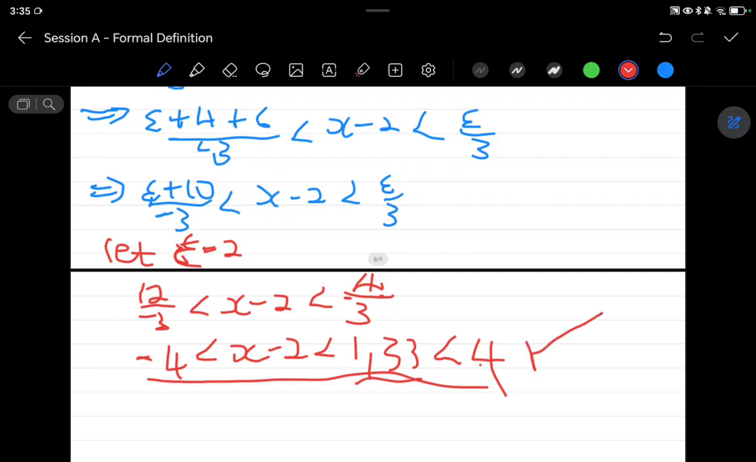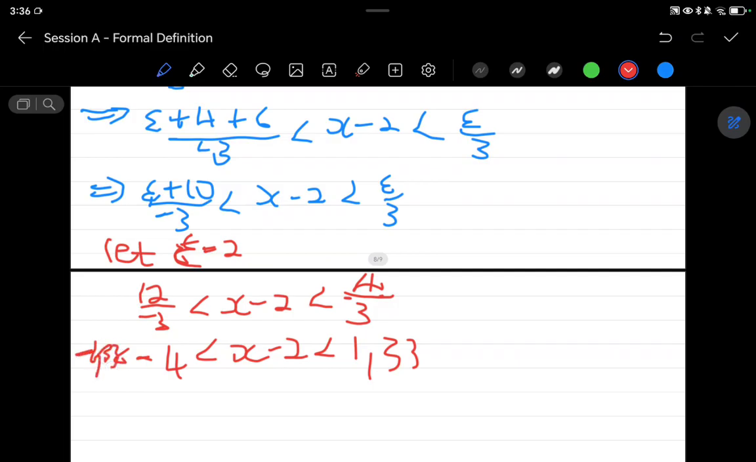Then secondly, if I put minus 1.33 here, would this make sense? Is minus 1.33 less than minus 4? No, it doesn't make sense. So choosing this would be wrong because I've tried it here mathematically. The correct computation would be to put 4 here.